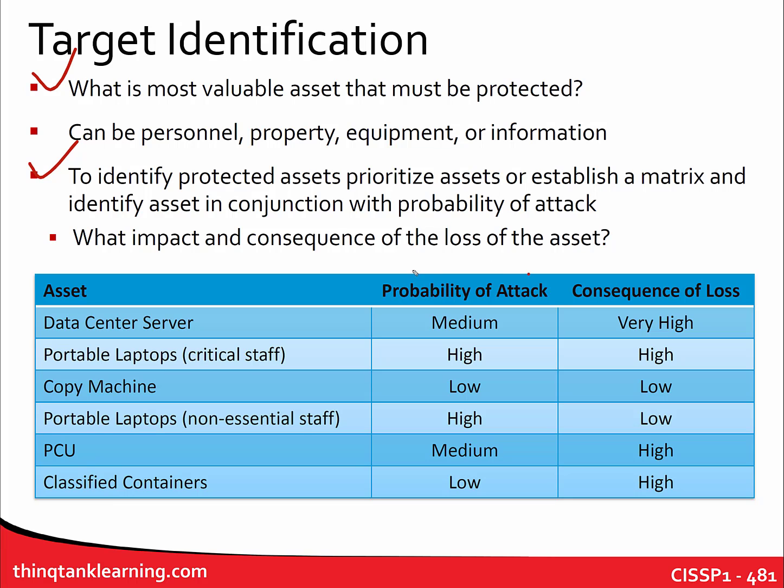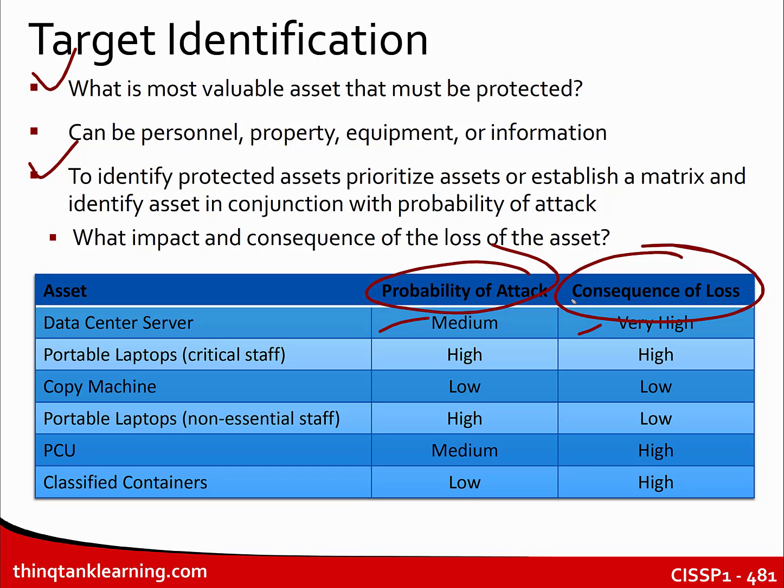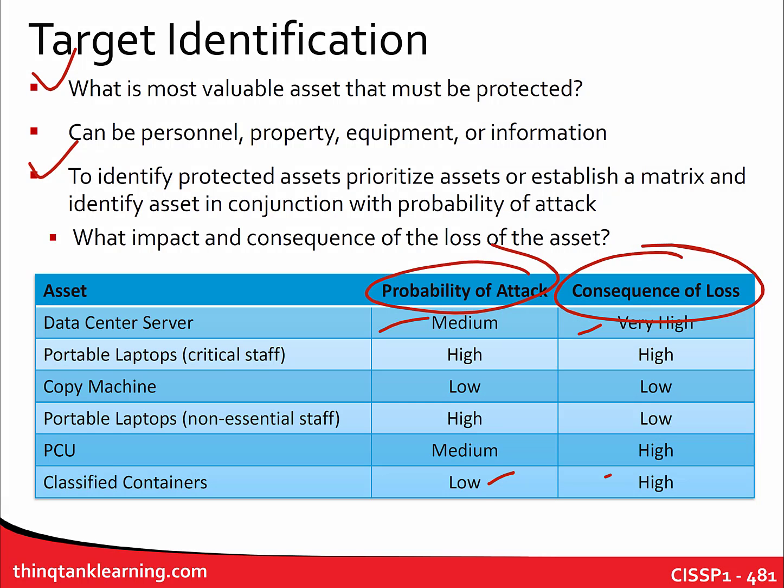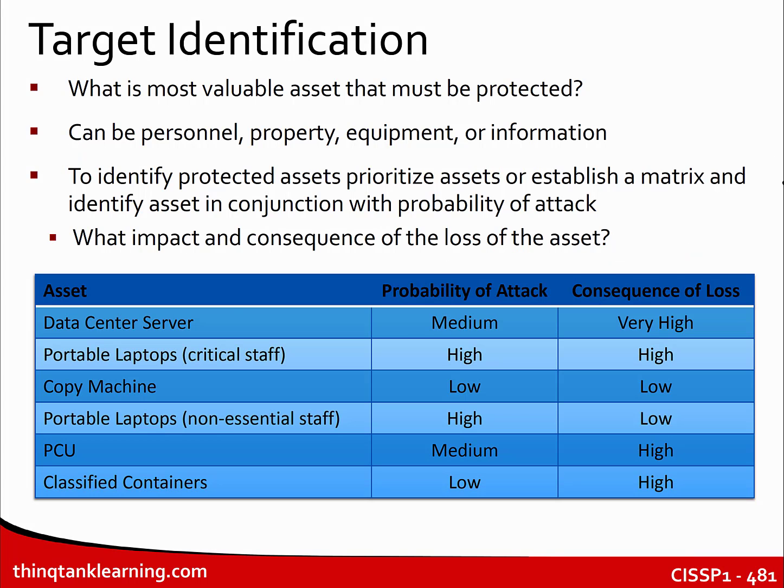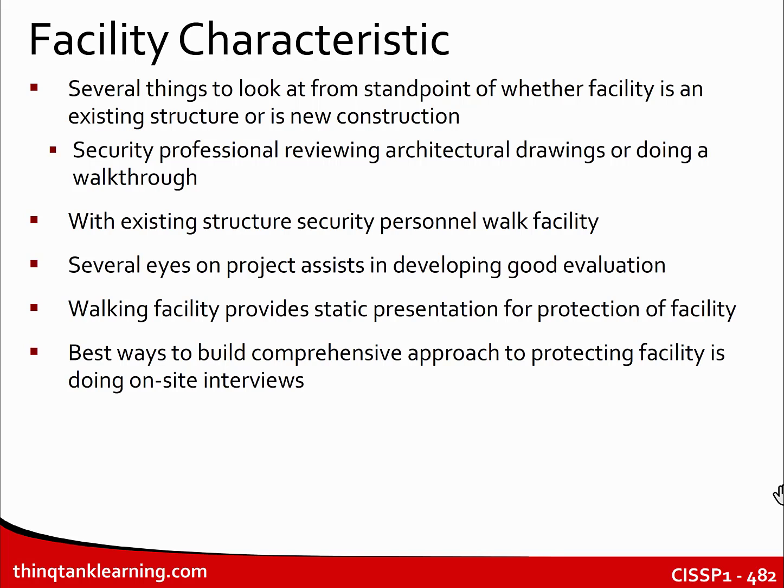What is the probability, the likelihood, and what is the consequence, the impact? It's always about those two things when it comes to assessing risk. So something that has a medium probability but a very high impact might get more attention than something that has a low probability but still has a high impact. And again, this is in regard to physical assets, not technology or data and so on. So there are several things to look at from the standpoint of whether a facility is protected.